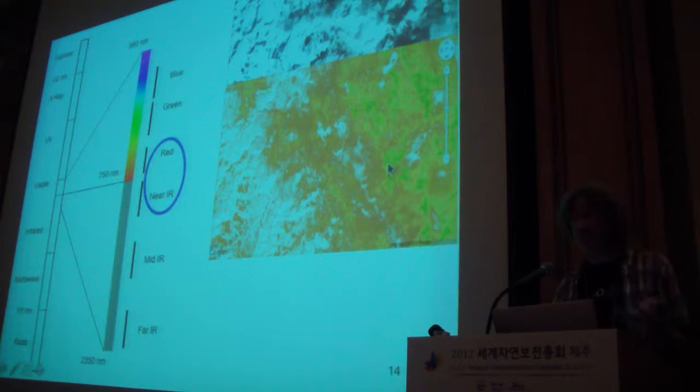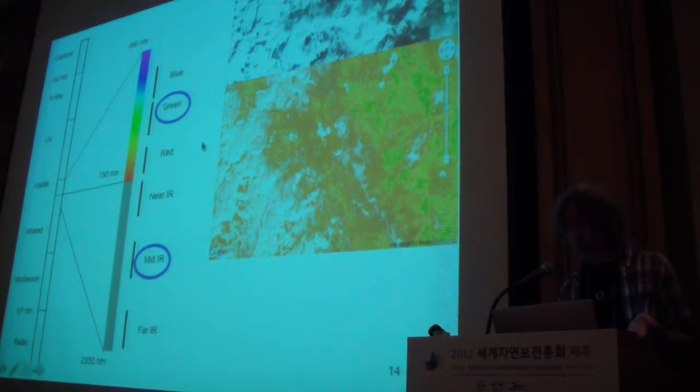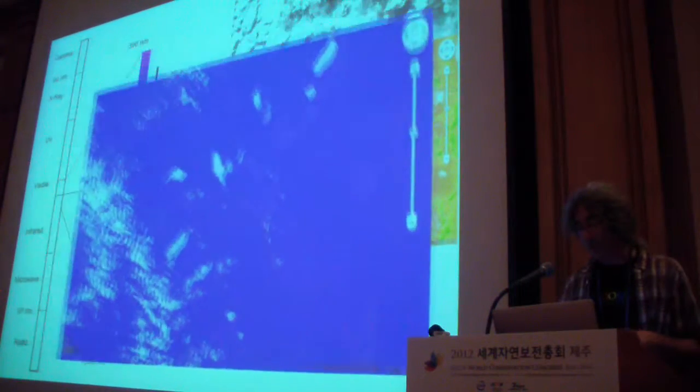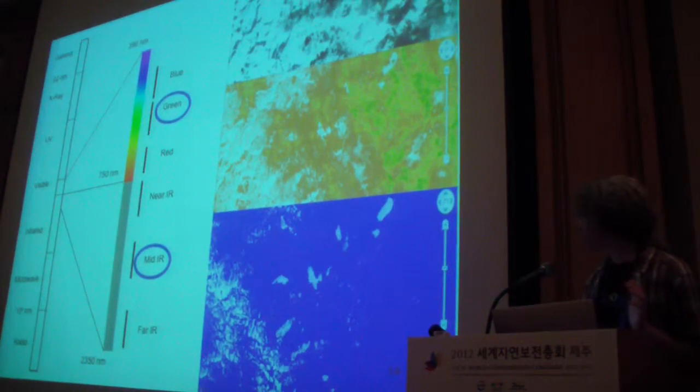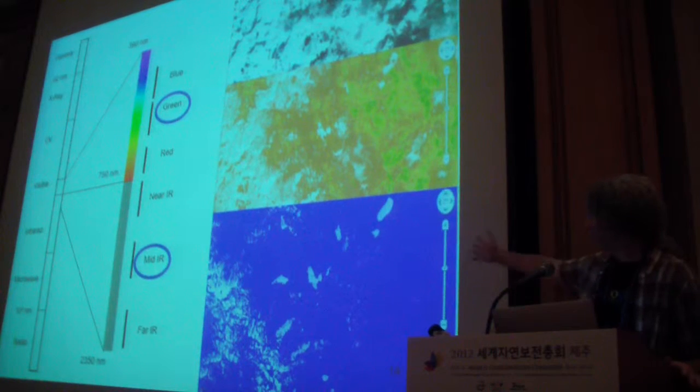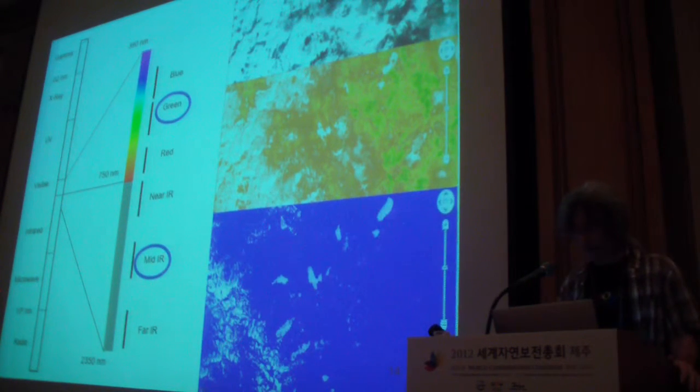Now let's say you're interested in snow and ice. You want to know where the snow and ice are. Well, there's a different set of bands, the green band and another infrared band, which a combination of those helps those pop out. So now you can see where the snow and ice really pop out.